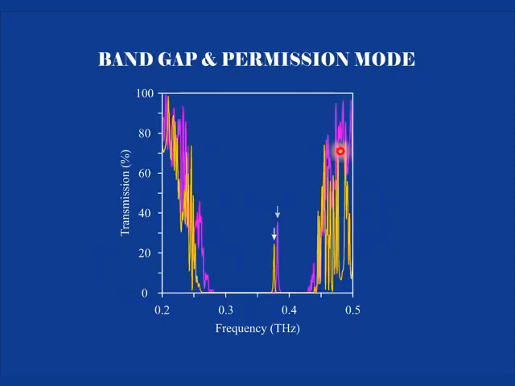This figure shows the calculated results and measurement results. Here is a band gap, and here is a localized mode formed by the introduction of the plane defect in the twin diamond crystals. A very clear photonic band gap and localized mode were obtained in both the measurement results and the calculated results.